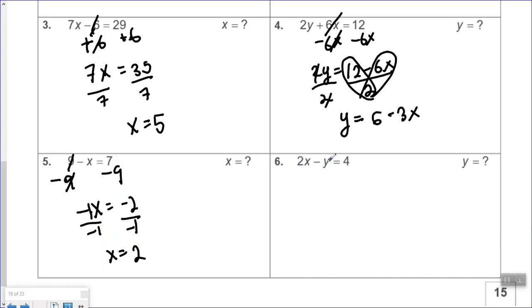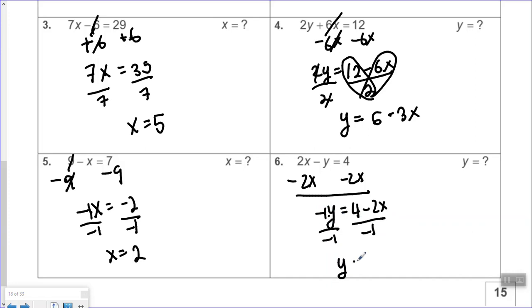2x minus y equals 4. How do you isolate or separate y? You have to get rid of 2x first. And then bring down negative y. Here it's 4 minus 2x. Negative y is negative 1y, right? So divide both sides by negative 1. Negative 1 will be cancelled, so you have y. And this is the 4 divided by negative 1, which is negative 4. And then negative 2 divided by negative 1, which is positive 2x.